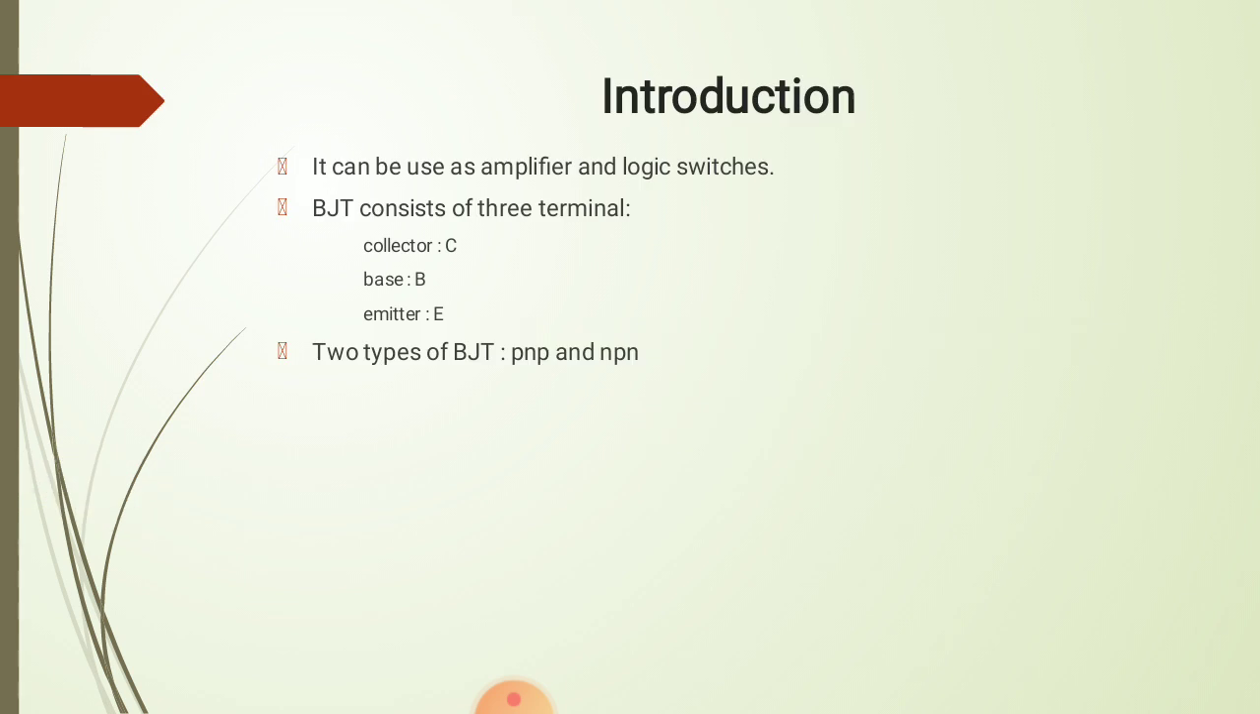Next is the introduction of BJT. The basis of electronic systems nowadays is the semiconductor device. The famous and commonly used device is the BJT, the bipolar junction transistor. It can be used as an amplifier and as a logic switch. A BJT consists of three terminals: collector, base, and emitter. The two types of BJT are the PNP and NPN transistors.